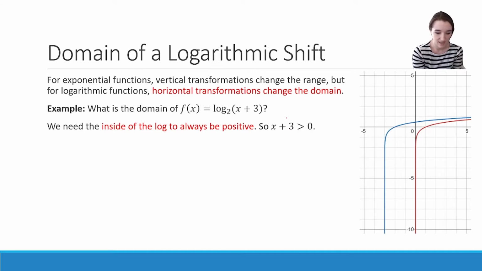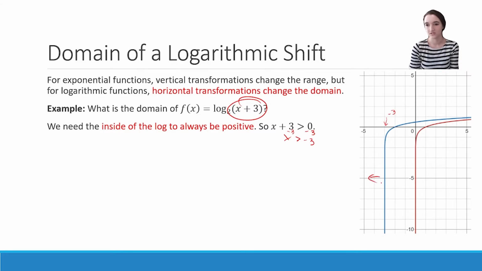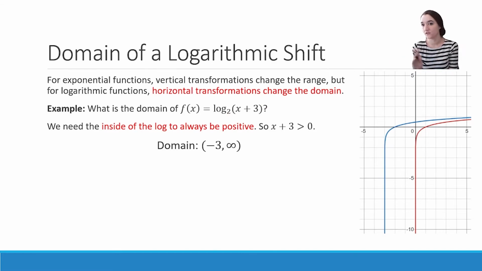So in this case, I take the x plus 3 and just set it greater than 0 instead of greater than or equal to 0. And I solve. I subtract the 3 from both sides, so x is greater than negative 3, which is fully reflected right here, because this is negative 3. We can see nothing is on the other side of it. So my domain is x is greater than negative 3, or from negative 3 to infinity if we state it in interval notation.